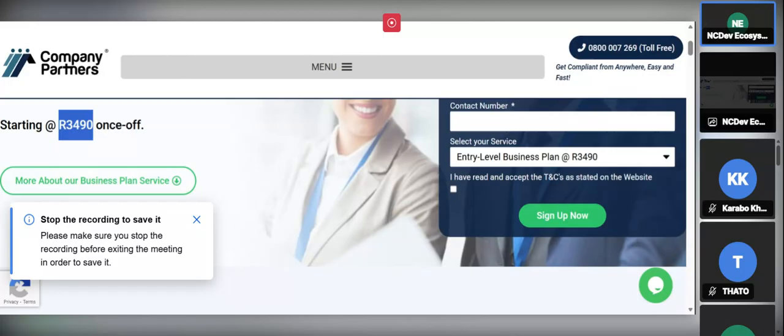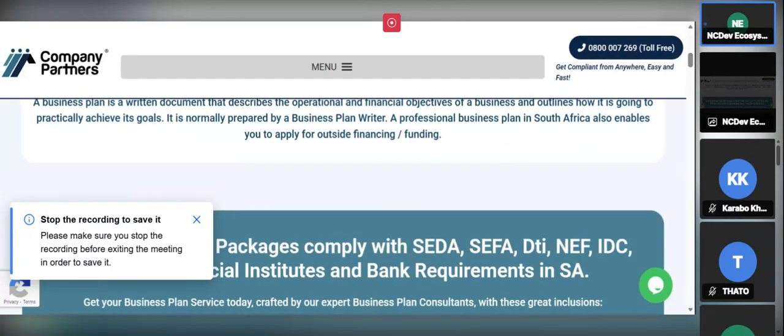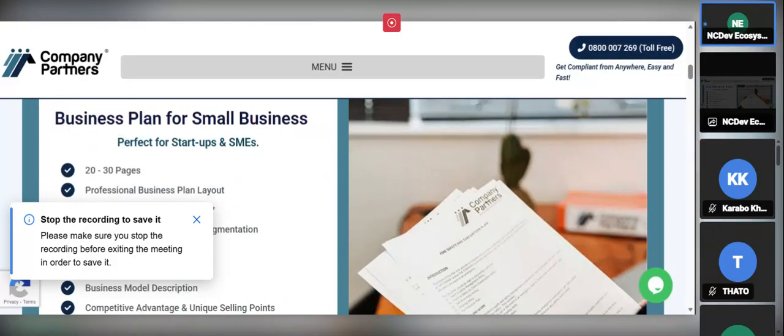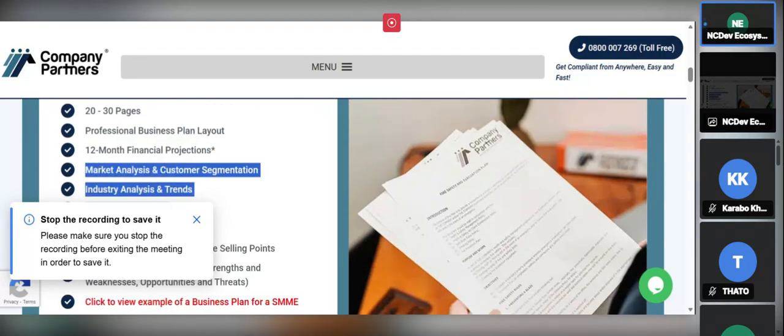Then already the starting point here at companypartners.co.za, if you just do a rough search on Google, you'll be able to see the starting price for a business plan is around 3.5 thousand. And as you can see there, construction, security business, agriculture, the prices change. If you want a specialized one, it goes up to 20,000 Rand for a business plan, right? And these business plans, as you can see, are 20 to 30 pages long, with 12 month financial projections. It has all of these different topics that it's covering in your business plan.